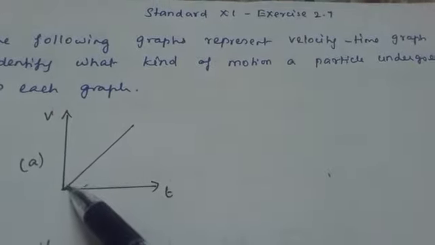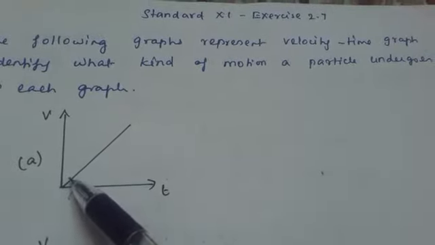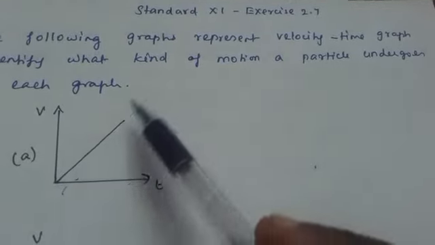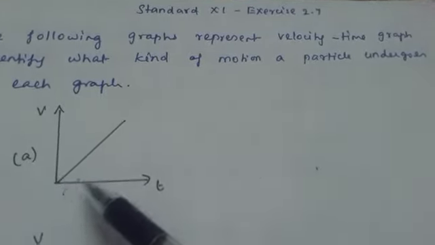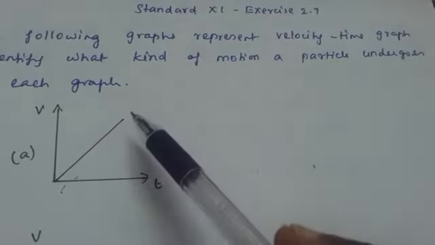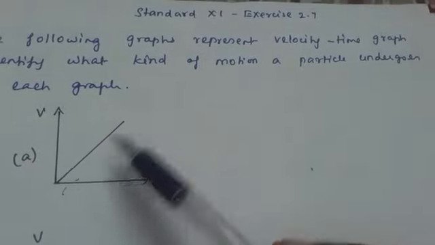Now here you can see the body starts from rest from the origin and it is moving with what? Constant velocity. That is, as the time increases, the velocity is also increasing. So this is a linear graph.